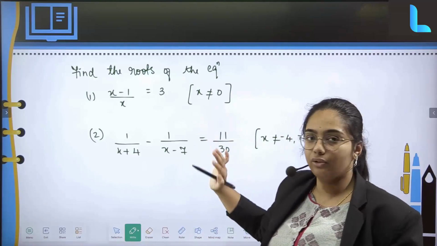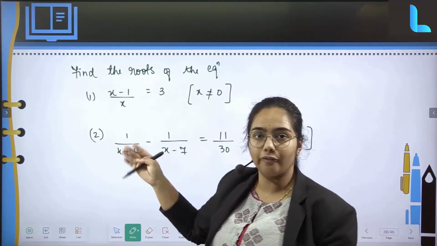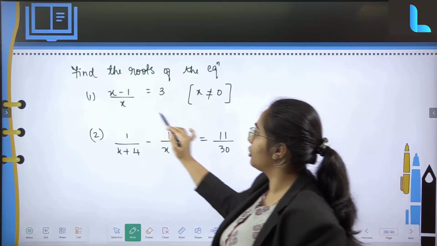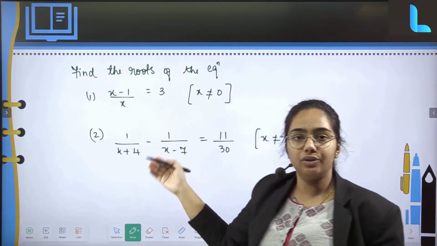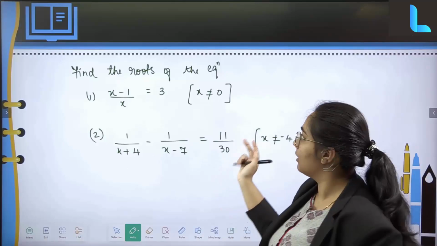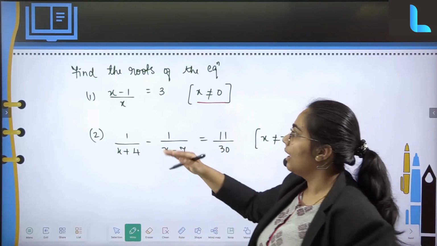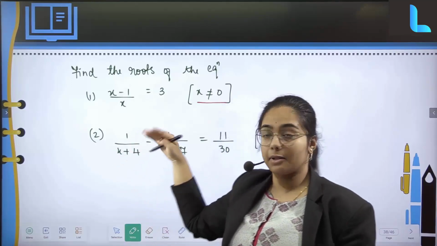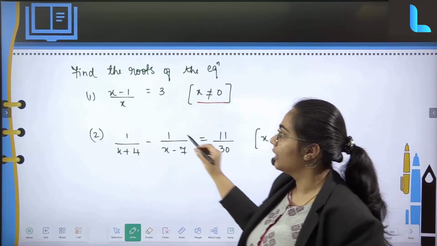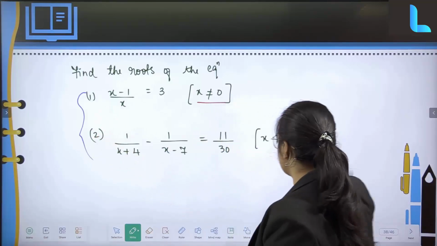I have just given you certain questions which you have to solve. So find the roots. First elaborate this. Once you get that, they have said that x is not going to be equal to 0. I don't think you'll be having any discrepancies in solving this question. Just solve for both these questions.